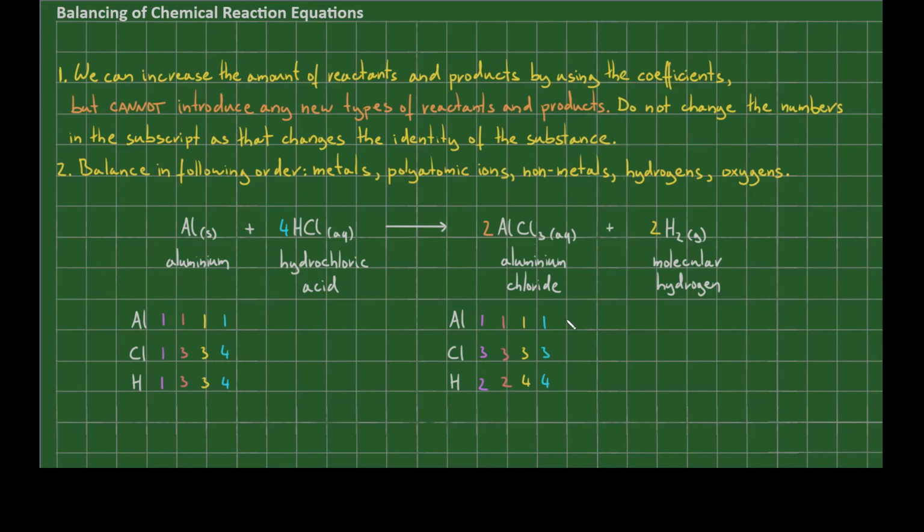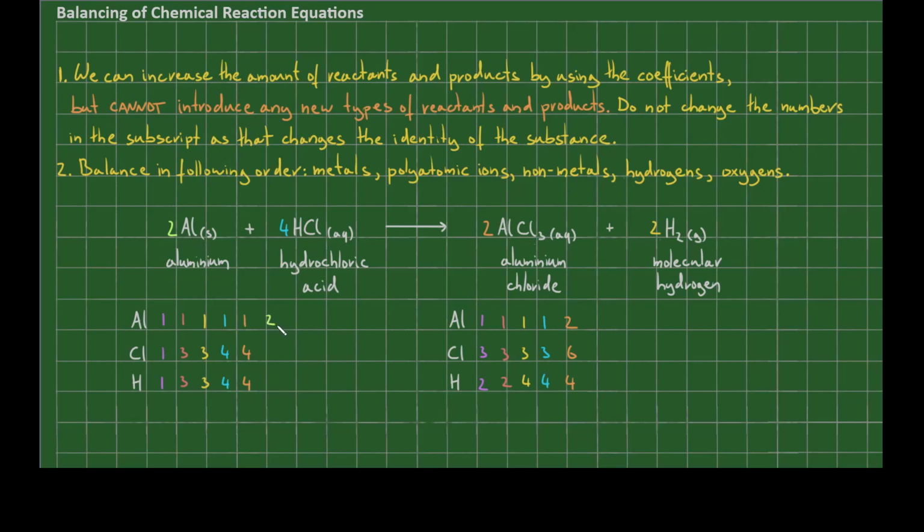Now on the product side I have 2 aluminiums, 6 chlorines and 4 hydrogens. On the reactant side I have 1 aluminium, 4 hydrogens and 4 chlorines. So I have managed to balance the hydrogens, but in doing that, I have upset the aluminiums and chlorines. Which one should I fix first? Aluminiums or chlorines? Well, I'm going to follow guideline number 2, which means I'm going to deal with the metals first. So I'm going to place a coefficient of 2 in front of aluminium.